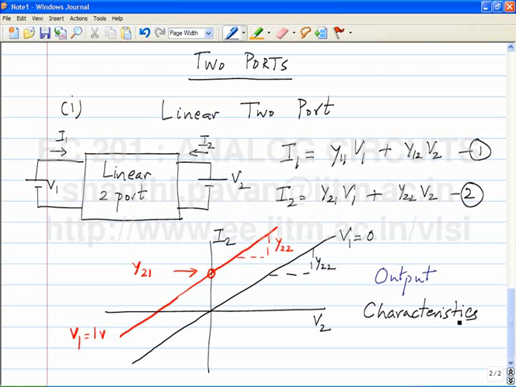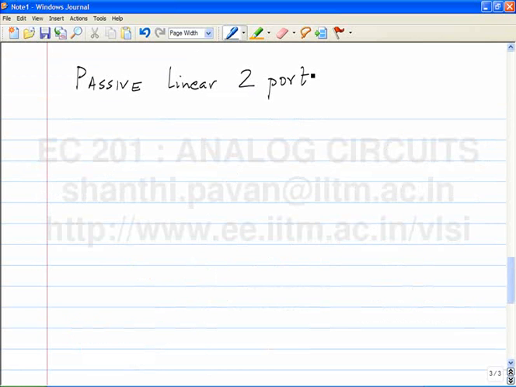Similarly, if I plot I1 versus V1 for different values of V2, that would be called the input characteristic. Now, if you have a passive linear two-port, it is not straightforward to figure out anything about these characteristics. The only thing we can say is, what can we say?